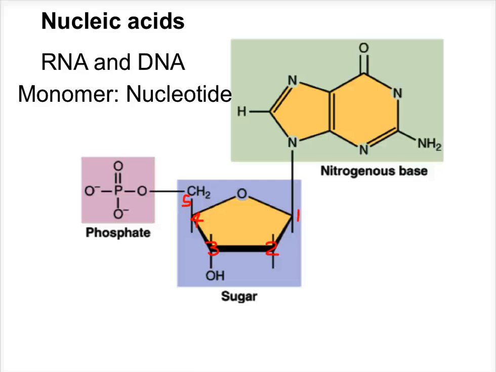Biological molecule, nucleic acids. The two examples are RNA and DNA. The monomer is a nucleotide. The nucleotide consists of a nitrogen base attached to a sugar, which is then linked to the phosphate. Note the phosphate is linked on carbon number 5 and the nitrogen base is linked at carbon number 1.